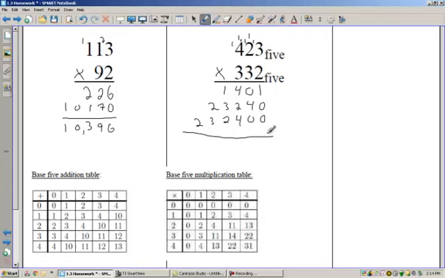Right, now all I have to do is add the columns. So now when I add the columns, the first one's relatively simple. 1 plus 0 is going to still be 1. Second one's nice and easy too. 0 plus 4 is 4, plus 0 is still 4.